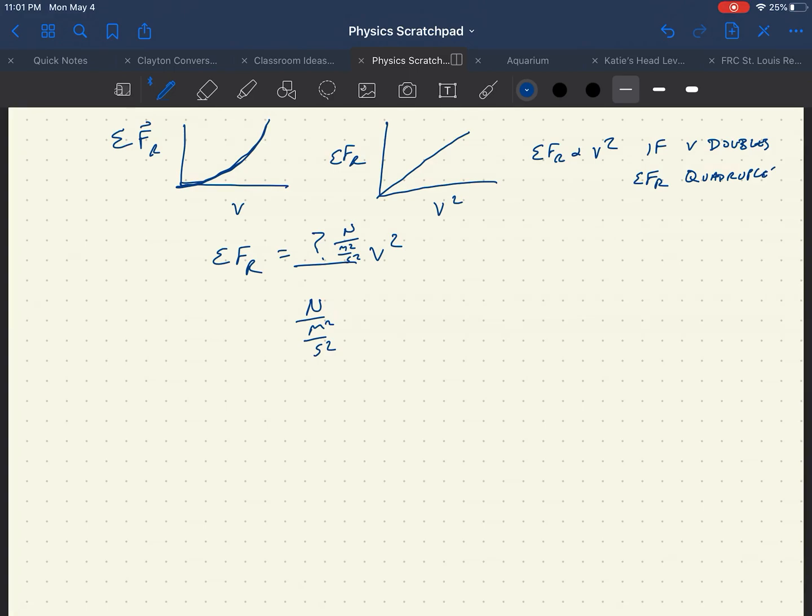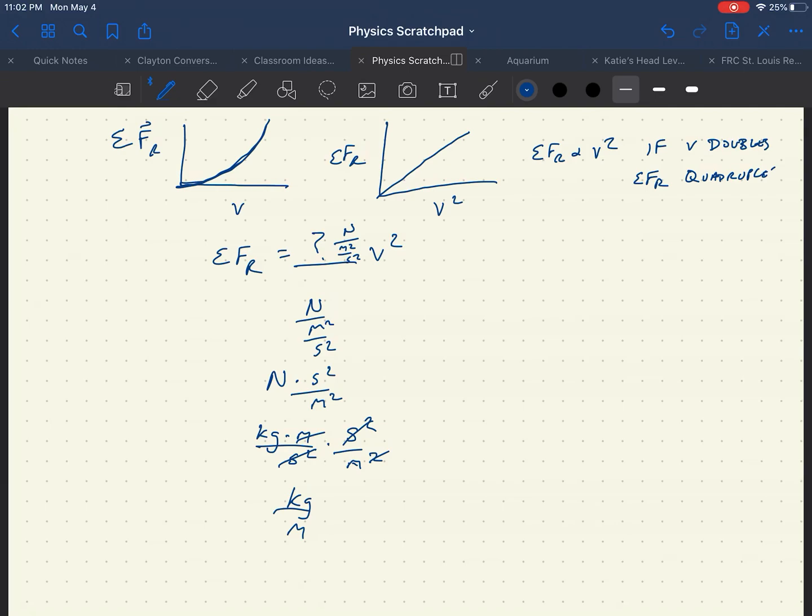How do we simplify that? Dividing by a fraction is the same as multiplying by the inverse. So that's going to be newtons times second squared per meter squared. Remember that a newton is a kilogram meter per second squared. Kilogram meter per second squared times second squared per meter squared. Now the second squared goes away, and the meters go away, so this becomes kilograms per meter.